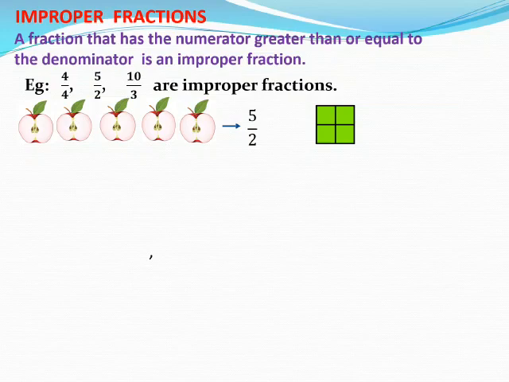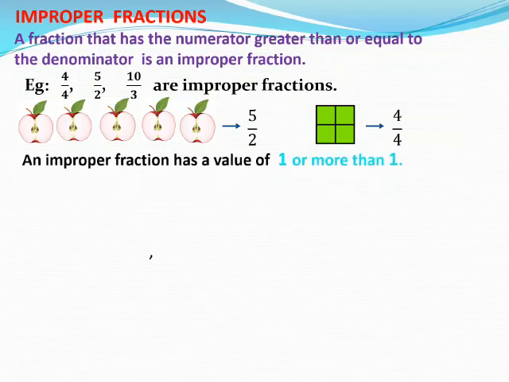So this we can write as the fraction 4 by 4. Here you can see 4 by 4 means full, 1. The value is 1. In 5 by 2 we see that it is more than 1. So you have to remember that an improper fraction has a value 1 or more than 1.